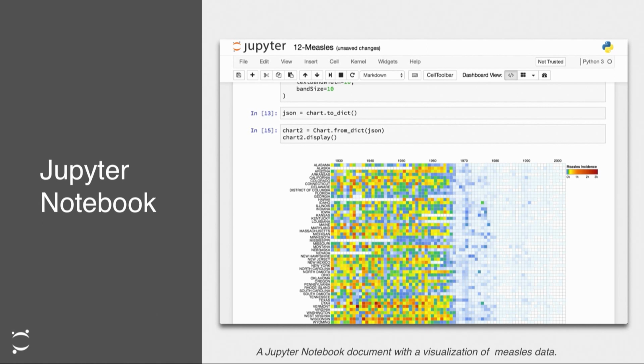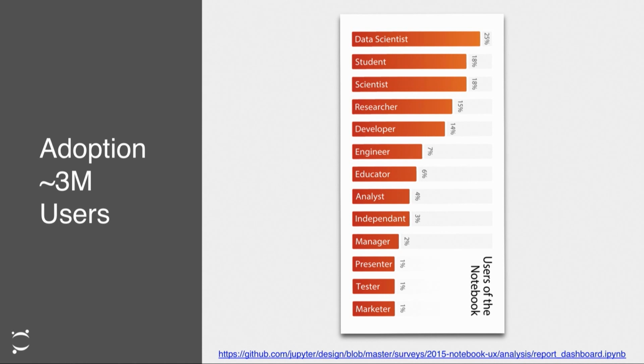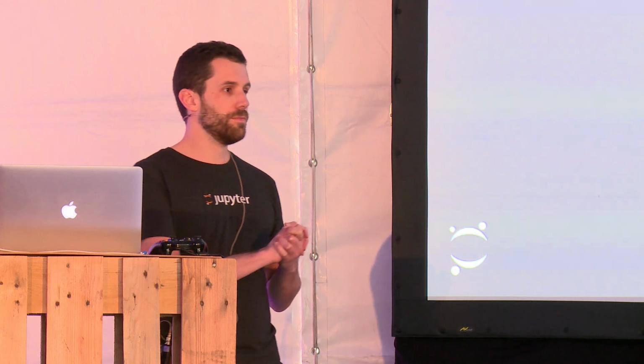So where are we today? In 2015, IBM conducted a survey of the users and estimated around 3 million users in the world. The main category of users of the Jupyter Notebook and Jupyter at large are data scientists, a fourth of our users. Other categories are students, scientists, researchers, developers, engineers, and educators. So it's used in many areas of scientific computing, from teaching to actual hardcore science, and also very practical real-world applications for data scientists.